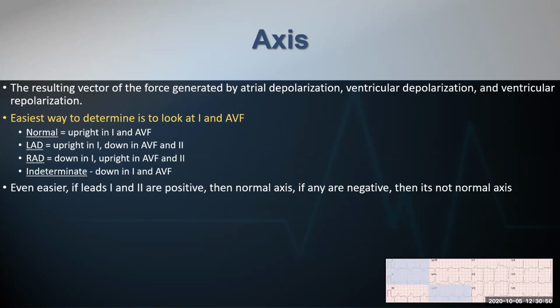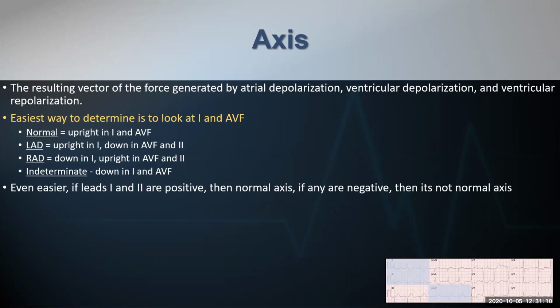So when your I and aVF potentially fail on you because one of them's isoelectric, you know what your backup is. The normal axis would be for I and aVF for both of them to be upright, meaning it's a positive deflection. If it's left axis deviation, you expect that in lead I, it's going to be upright, whereas it's down in II or even aVF.